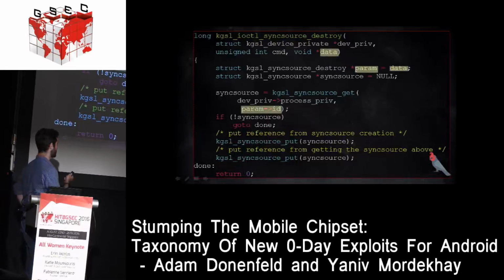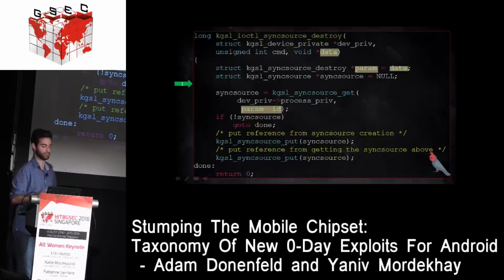The user controls data, and therefore it controls param and param ID. Now, data is sanitized very well, so we didn't really look into that. We did, but we didn't find anything interesting. Here we see we fetch the ID from the IDR table, and then if the syncsource object exists, we drop the ref count twice. One for the creation of the object, and another one because this function increases the ref count by 1.